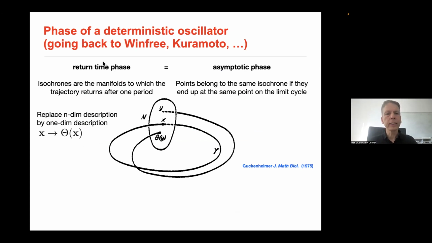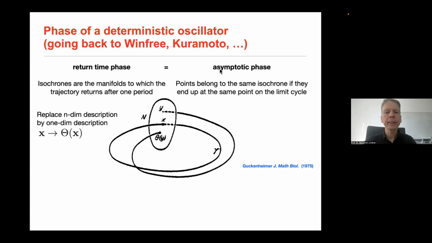So one is the return time phase. Points that belong to the same manifold, to the same phase, so to speak, will return after one period of the limit cycle to the very same manifold. And that's one definition. Isochrones are the manifolds to which the trajectories return after one period.